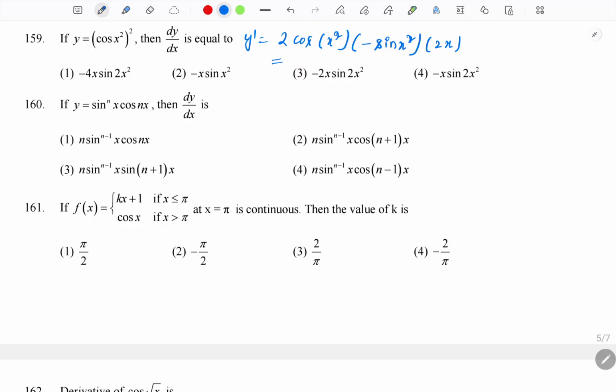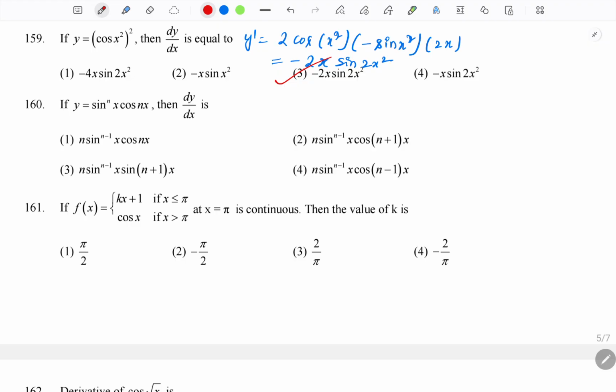Then here plus into minus, minus 2 times x is there. How much did I write? Sin 2x instead of x, sin 2x. So where is the option? See this one. It is option number 3. Next one.